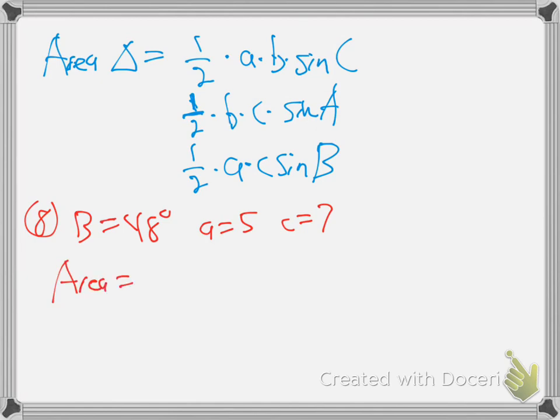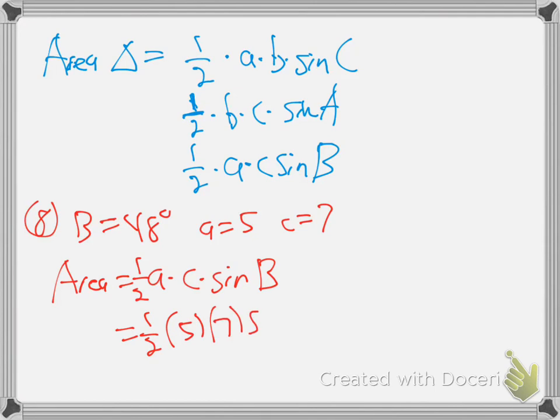Well, it's going to be little a times little c times the sine of the other angle. So you use all three, don't you? The 2 sides and the sine of the other angle. Oh, and the half. Don't forget the half. So half times 5 times 7 times the sine of the 48. And then hit the buttons on the calculator. So it's 13.005. I don't know how much accuracy they want.